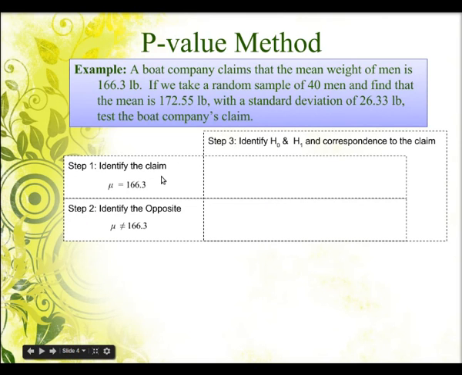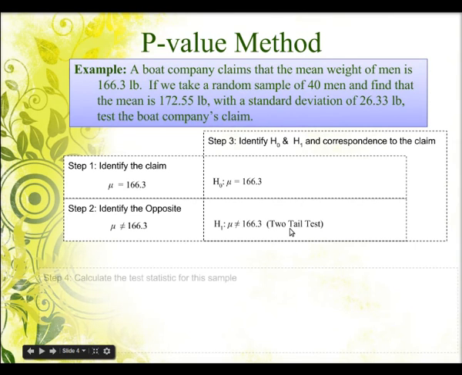Step 3, just like before, is identify the null and alternative hypothesis. And again, since the equal sign in this case is with the claim, the null hypothesis will go along with the claim, and the alternative hypothesis will go along with the opposite. Since the alternative hypothesis has a not equals, we know that this is a two-tailed test.